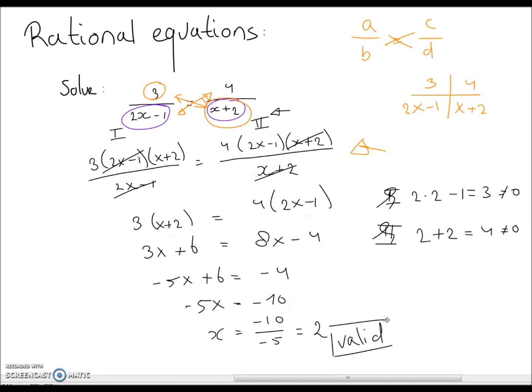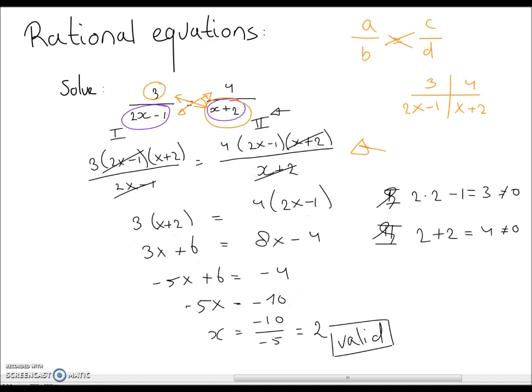This is something you'll have to get used to, that there is a group of equations where you have to check your answer. If your answer is valid, you write down the answer is valid. If your answer is not valid, you write down not valid.